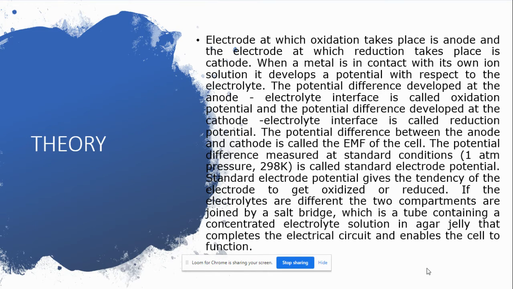which, when measured at standard conditions, that is 1 atmospheric pressure and 25 degrees centigrade, is called standard electrode potential. Standard electrode potential gives the tendency of the electrode to either get oxidized or reduced. If the electrolytes are different, the two compartments are joined together by means of a salt bridge, which is a tube containing concentrated electrolyte solution in agar jelly that completes the electrical circuit and enables the cell to function.